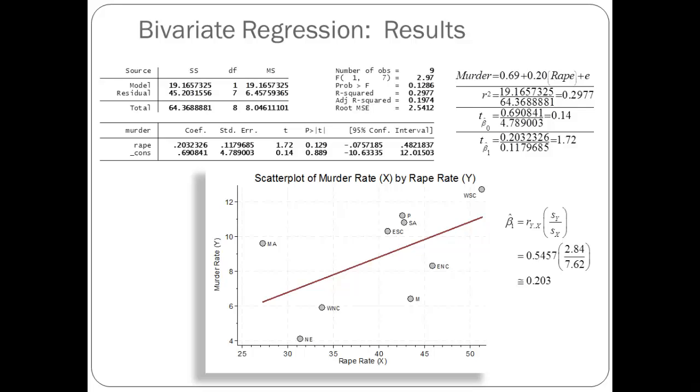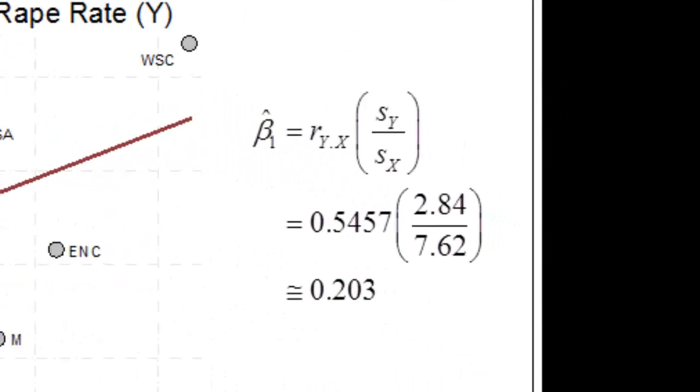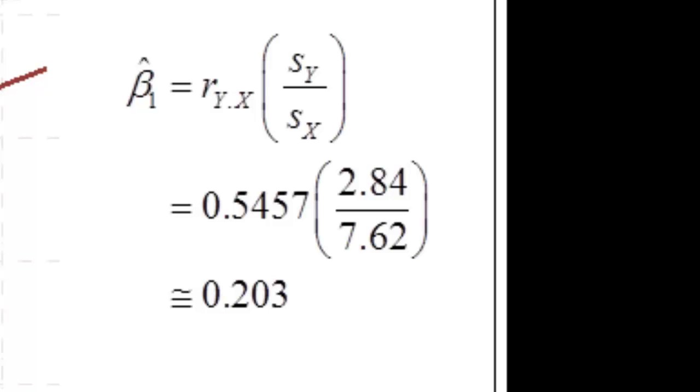Let's go ahead and calculate our regression coefficient based on the descriptive statistics from the slide before. If we focus in on this formula, we can see that our regression coefficient, one way of calculating it, is the Pearson's correlation coefficient times the ratio of the standard deviation of y to the standard deviation of x. We know that our correlation coefficient is 0.5457 from the slide before, and that our two standard deviations are 2.84 and 7.62. Putting those two things together, we can see that our beta hat sub 1, our regression coefficient, is 0.203.